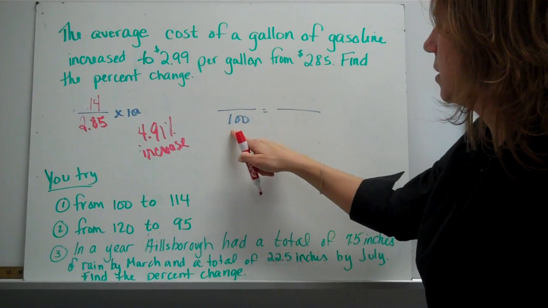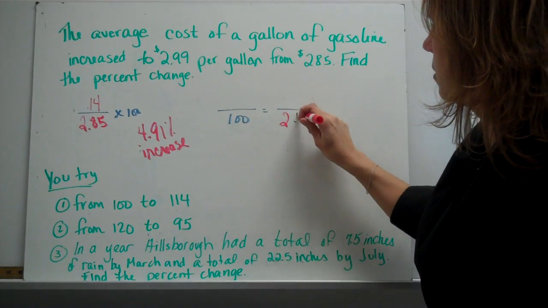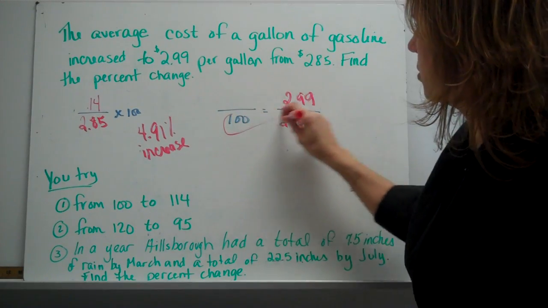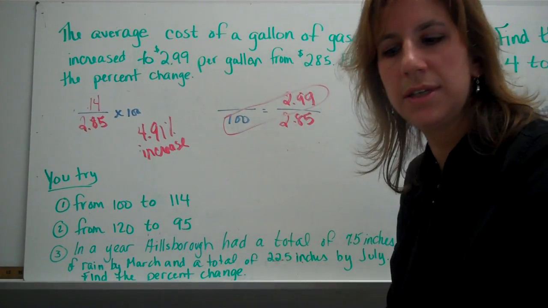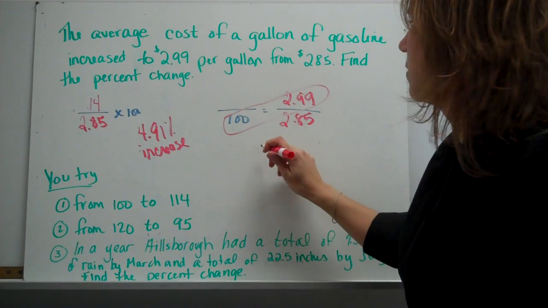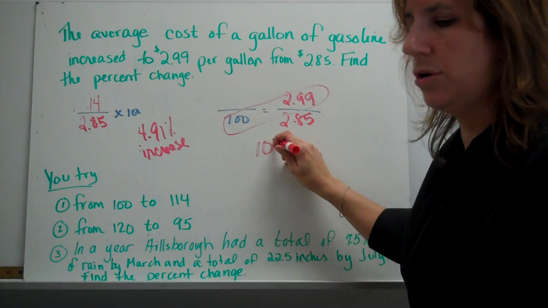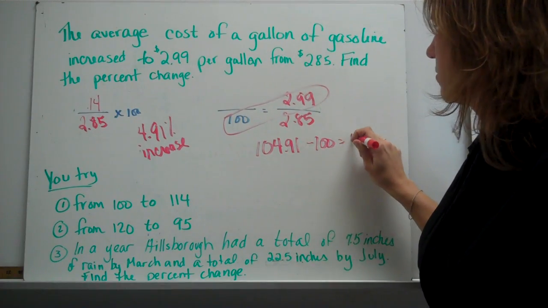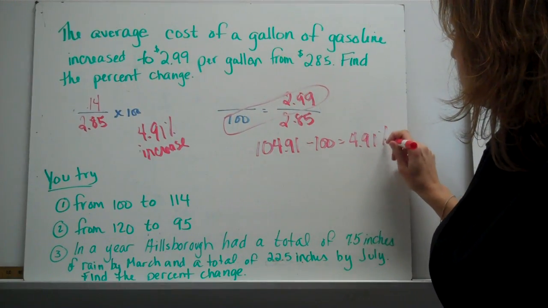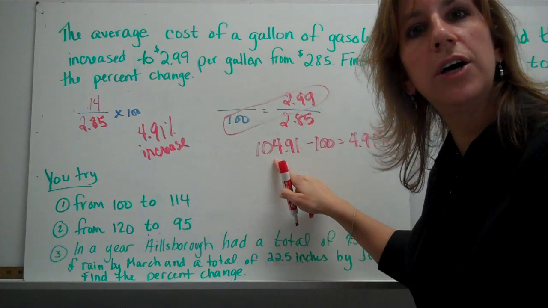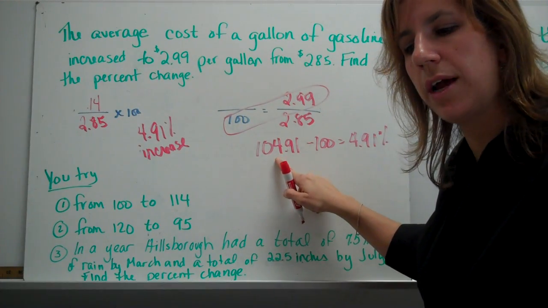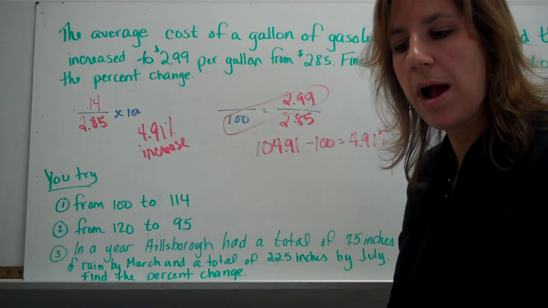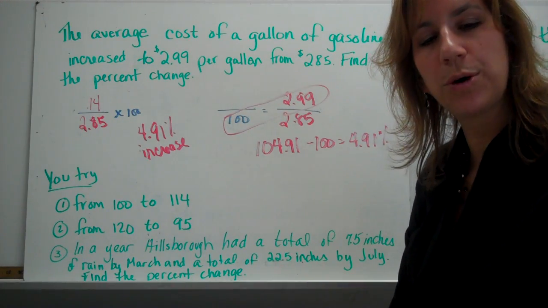Percent over 100. Where did it start from? And where did it go to? Cross multiply. Divide by $2.85. You should have gotten 104.91. Subtract 100. It's above 100%, so it's an increase, right? It's an increase. All right, go ahead and try these 3 problems on your own, and then come on back and we'll go over them together.